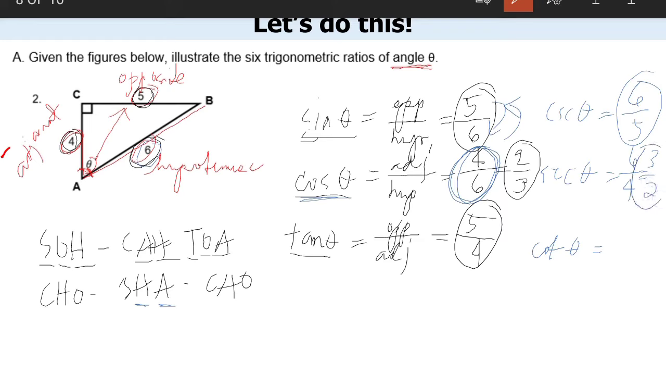So the final ratio of secant theta is 3 over 2. And for cotangent theta, we have 4 over 5. So, do you understand, class?